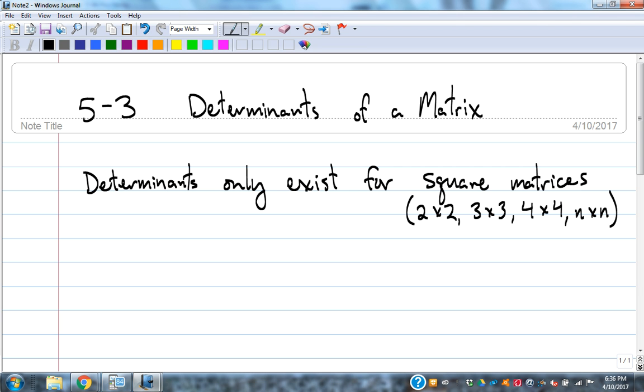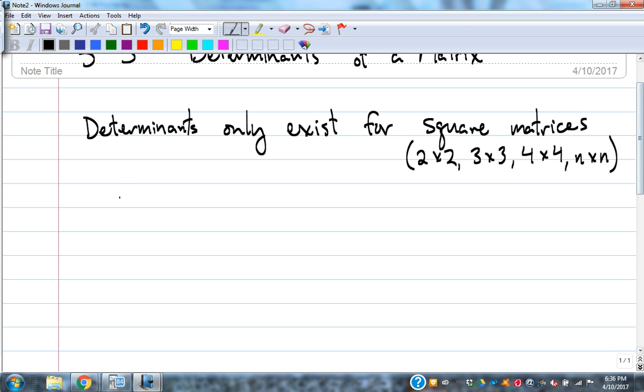The determinant is only going to exist for square matrices. So if they ask you to find the determinant of a 3 by 4, it doesn't exist. Cannot do it. No solution to that. All right. So let's start with the easy ones, and that's the smallest ones. A 2 by 2 matrix. And it's just got numbers in it. I'll call them A, B, C, and D.